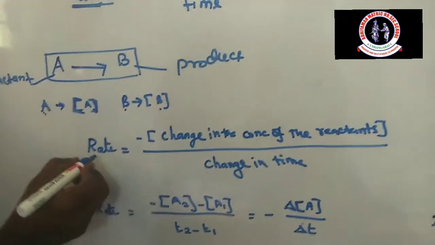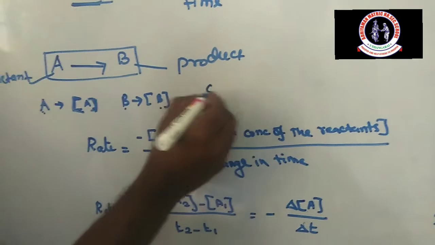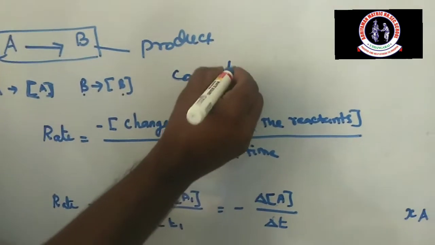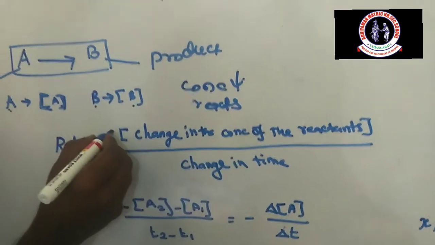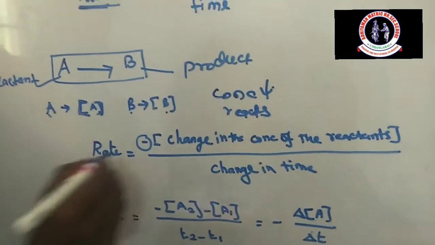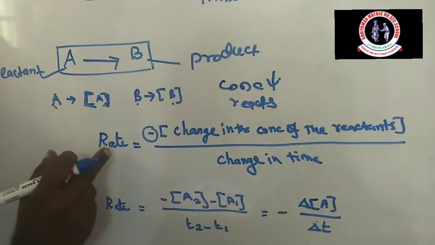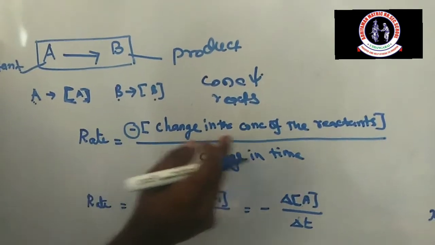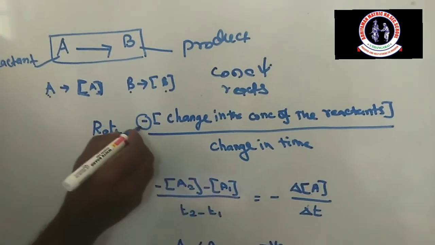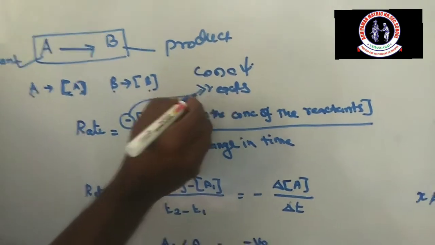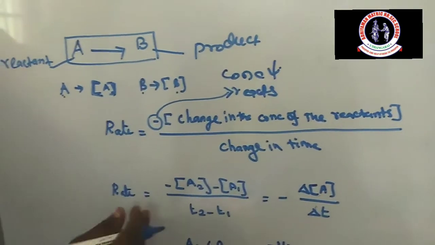Now rate. Here the concentration of the reactant decreases, so we consider a negative sign. We put a negative sign here. So rate is equal to the change in the concentration of the reactants by time taken. Negative sign because the concentration decreases.